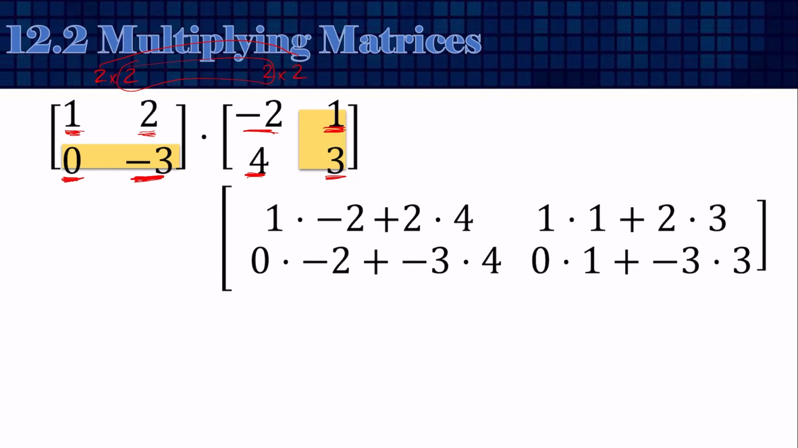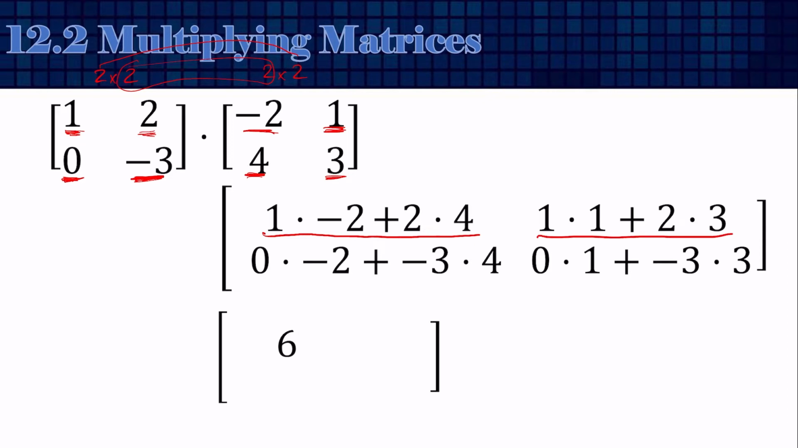And now we have multiplied each row of the first matrix with each column in the second matrix, and you get all your answers. So now you just have to simplify those. If we take this first one here, it's negative 2 plus 8, which is 6. Then 1 plus 6 would be 7. 0 and negative 12. 0 and negative 9. And there's your answer.